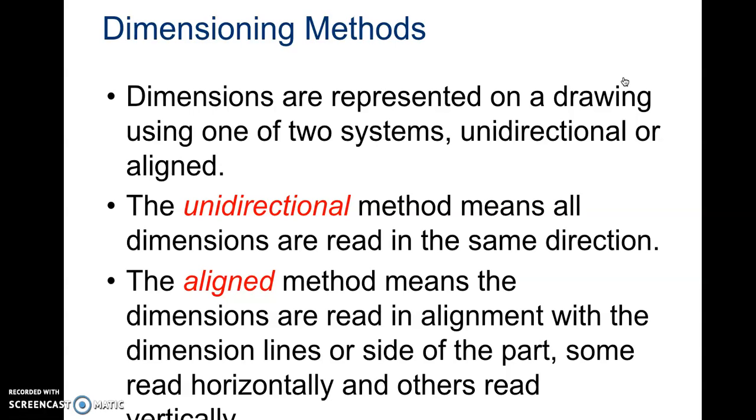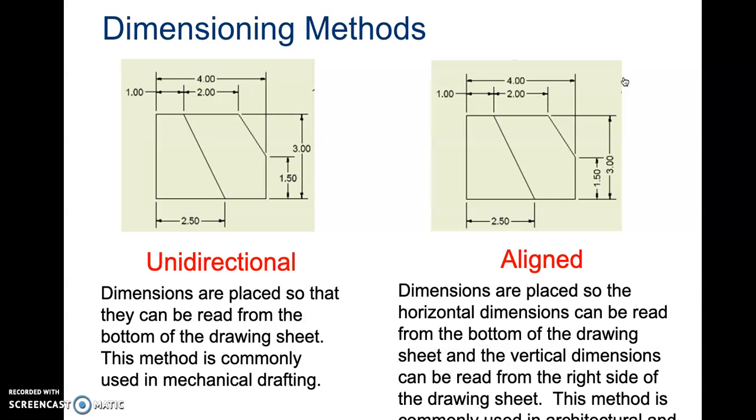Unidirectional means that all dimensions are read in the same direction. So, well, how we read things on a paper. But the aligned method means that the dimensions are read in alignment with the dimension lines or the side of the part. So some are going to be read horizontally, however, others will be flipped 90 degrees and read vertically. So you can see the difference here. On the left, we have the unidirectional. On the right, we have the aligned.